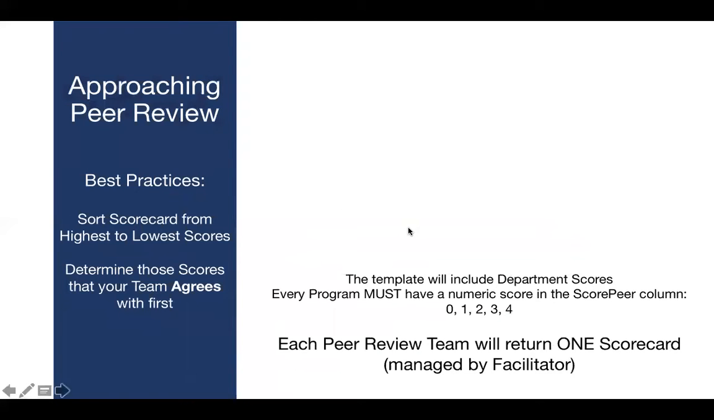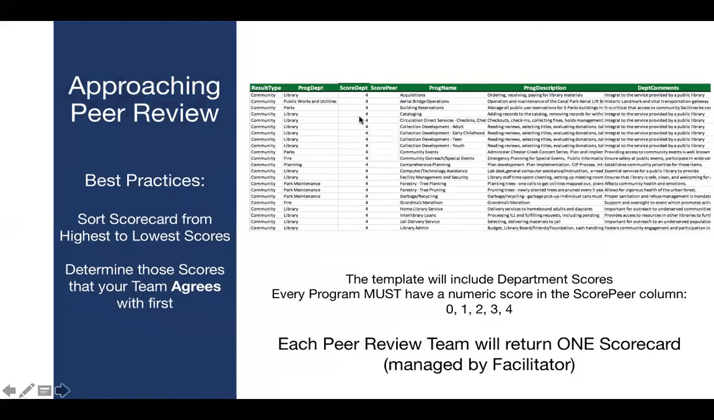Okay, getting into the actual nuts and bolts of it all. So, best practices for peer review. Here is what the scorecard is going to look like. You'll see we have the result type. So if you're a community result area, your result type is going to say community. If you're on a governance result, it's going to say governance. We'll have the department, the name, the description, and the comments that came from department scoring. You'll see we have the score department and score peer columns.